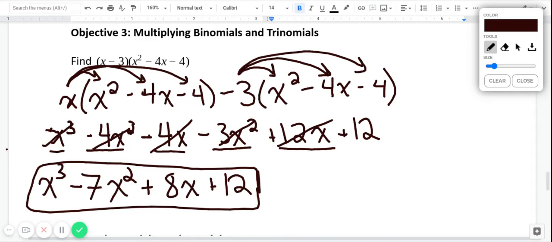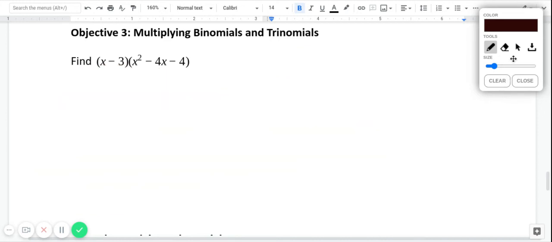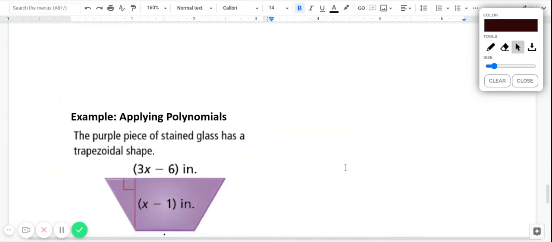So first, we distribute the first term of the binomial to the whole trinomial, and then the second term of the binomial to the whole trinomial. And then we distributed this x to each term, and the negative 3 to each term, and then we combined like terms. So we kind of distribute twice and then combine like terms. And now let's do this last problem here.